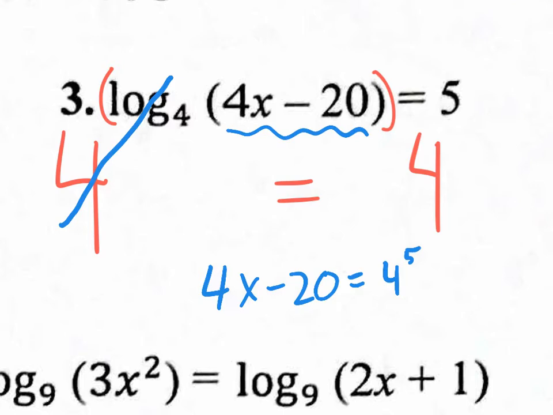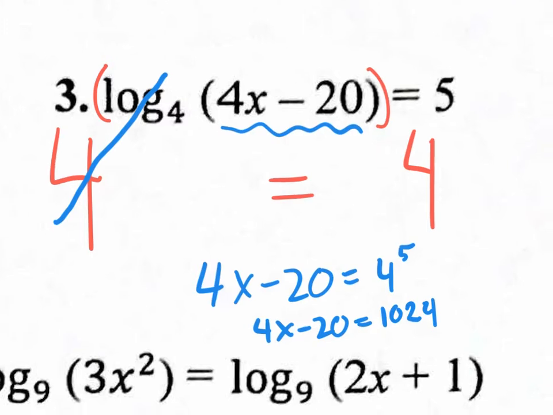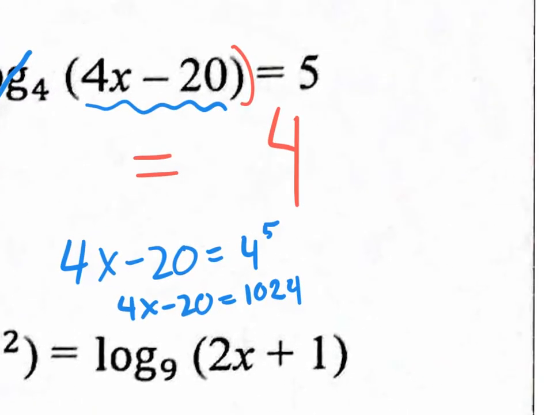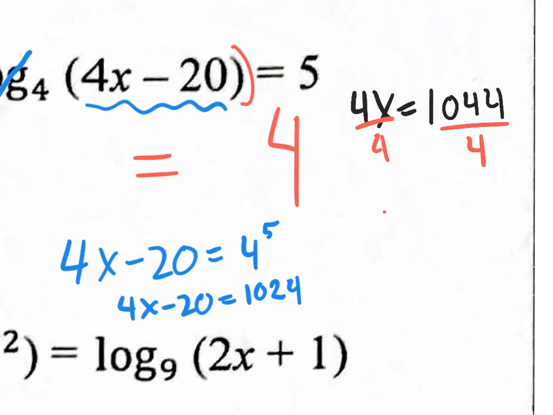And what is 4 to the 5th? I don't even know. Anybody have a calculator? So that would be 4x minus 20 equals 1,024. And if I add 20 to both sides, it would be 1,044. So we'd have 4x equals 1,044, and we divide by 4. What do we get, guys? Those of you that have calculators? X equals what?